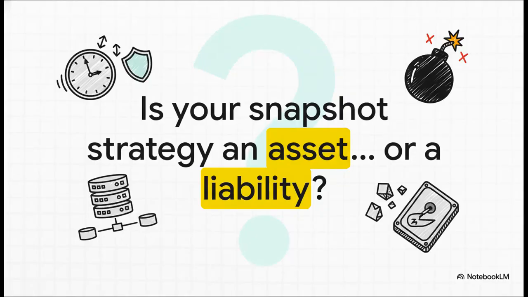So I'm going to leave you with this one question. The next time you fire up VMware, I want you to think about this. Just take a look at your list of VMs. Look at the little snapshot icons. And ask yourself, is your current snapshot strategy an asset or is it a liability? Is it a tool that's actually helping you, or is it a ticking time bomb, just waiting to corrupt your data and grind your lab to a halt? The choice, as they say, is yours.